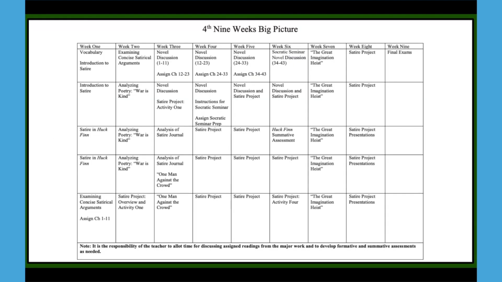We can see physical movement in several of the activities. For example, in examining concise satirical arguments, there's a gallery walk at the end that allows students to get up and move around. In some of these other activities, you can provide opportunities for some movement, such as in the one man against the crowd. And of course, students can move around to work together as they create their satire projects as well.